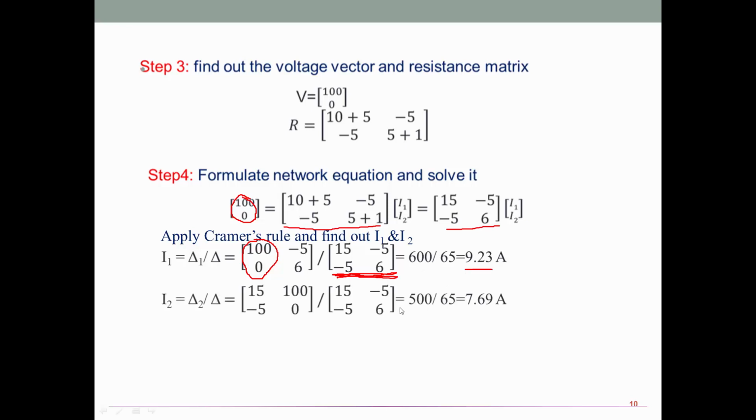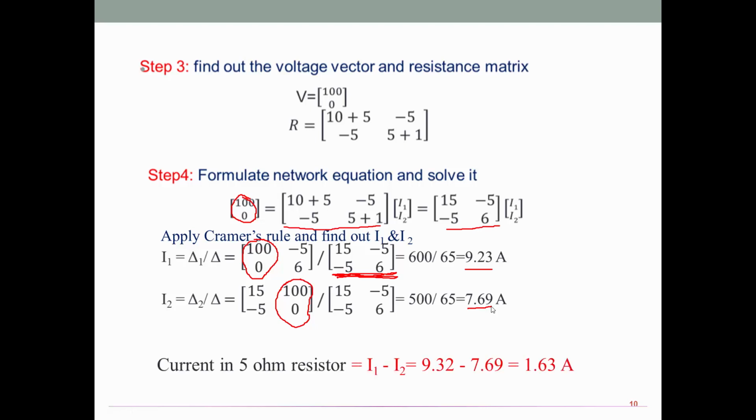Similarly, go for I2. I2 is del 2 by del, where del is same as the previous case, determinant of R matrix. Then del 2, replace second column with the voltage vector and find out the determinant of this one. You may calculate and verify this answer, 7.69. So these are the two answers we got earlier in a previous method. And finally, current in 5 ohm resistor is I1 minus I2, which is 1.63 amps.